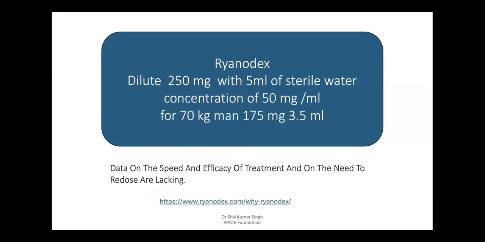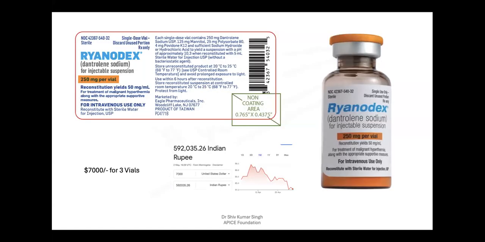Okay. And the only thing which is missing on this is the data on the speed and efficacy of treatment, and the need to redose is still lacking. If you look at the bottom, I have the website where you can read more about Ryanodex. So that's all you need. You just need 1 or 2 vials. Maximum maybe 3 vials. The cost of the 3 vials is around 7,000 US dollars. I've actually tried to calculate how much that would be in Indian rupees. So you're looking at around 6 lakh rupees.